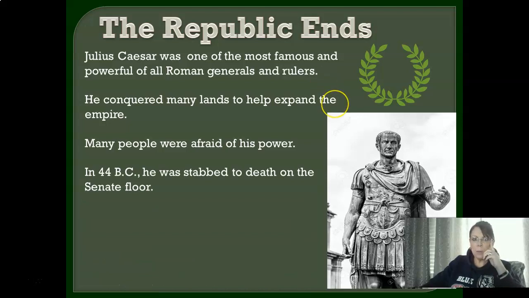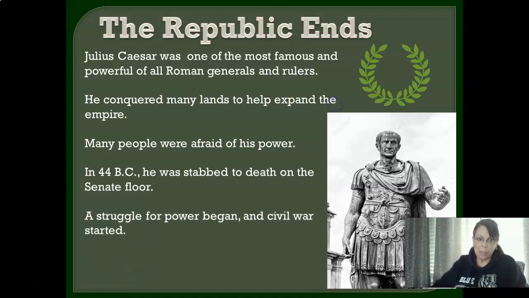In 444 BC, Julius Caesar shows up to work at the Senate, that picture that I showed you at the beginning of the slides. He shows up there to work, and waiting for him are all of these senators. When he walks through the door, they attack him. They end up stabbing him to death, like multiple times. They stab him to death.